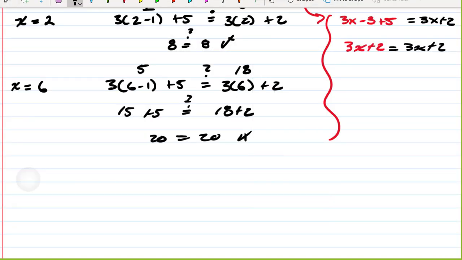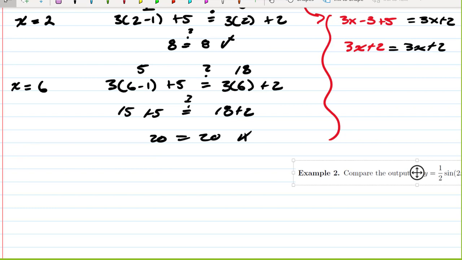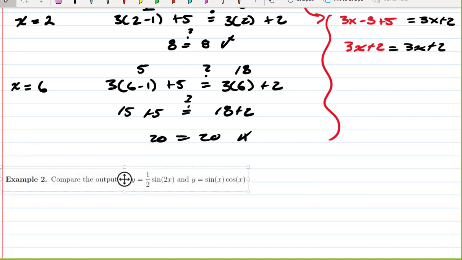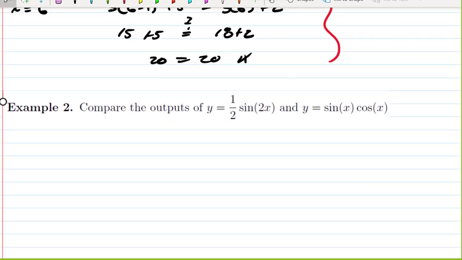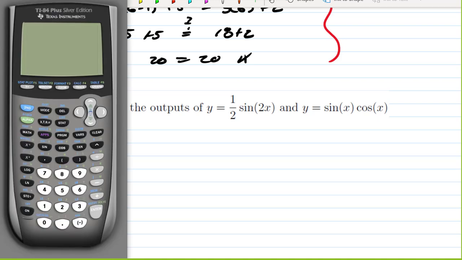I have y equals the sine of 2x, and then I have y equals sine x, or 1/2 the sine of 2x, and y equals sine x cosine x. If I look at each of these, they do not appear to be the same. But let's do a little further analysis. Let's press our y equals and graph the left-hand side. Let's call this guy y1.